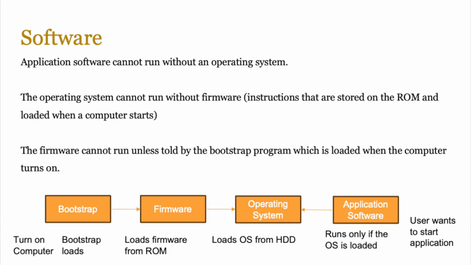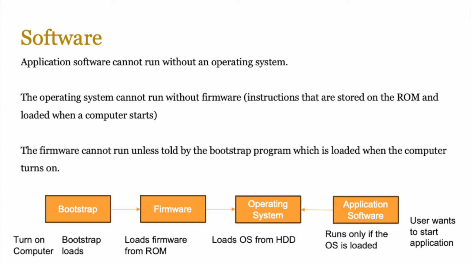So how does all of this software fit together? Well, application software, the games perhaps you want to play, cannot run without an operating system. And the operating system cannot run without firmware. And firmware is basically BIOS, or instructions that are stored on ROM and loaded when a computer starts. The firmware or the BIOS itself cannot run unless the bootstrap program, which is loaded the moment you turn the computer on, is started.